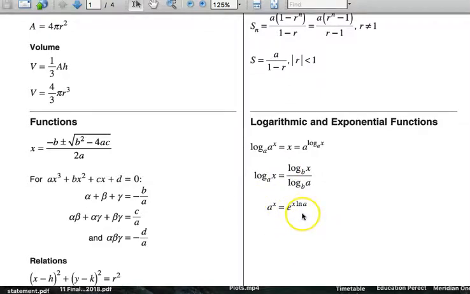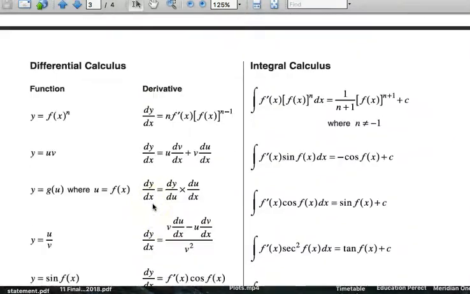And here is another rule. A to the power of x. So you would only use this rule if you needed to, is e to the power of x ln a, all right? Now let's look at our derivatives.